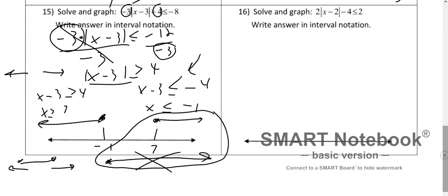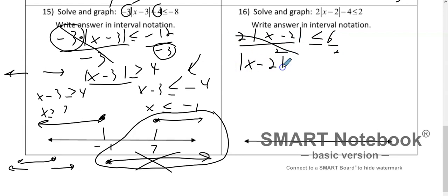Number 16. First thing again, we've got to get rid of that 4 by addition. So I'm going to have 2 absolute value of x minus 2 less than or equal to, add 4 plus 2, is 6. Divide by 2. Absolute value of x minus 2 is still less than or equal to 3 because I divided by a positive number. Now I'm ready to bust it up into 2 problems.